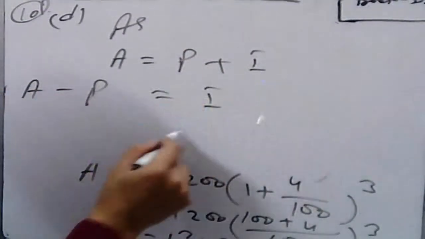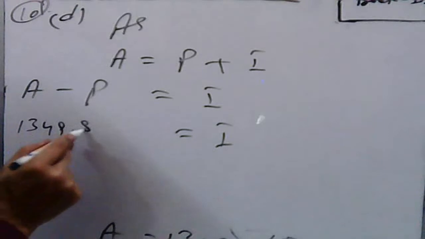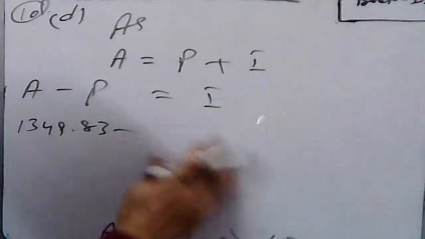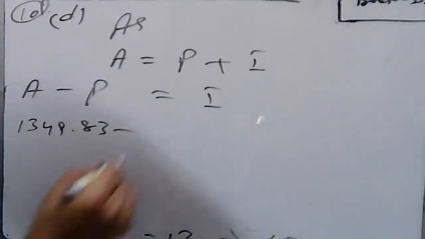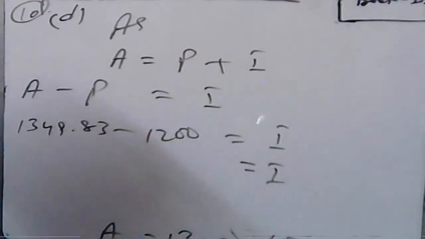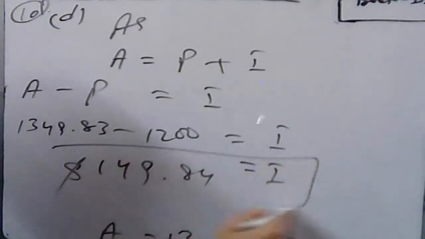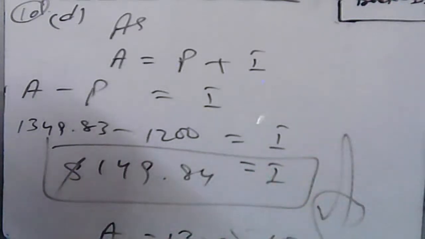So what is the amount? 1,349.83, which we have just calculated. Now minus the principal amount, which is given to us as 1,200, is equal to I. So subtracting, we get $149.84. So that is your required result in case of compound interest. So that is your answer.